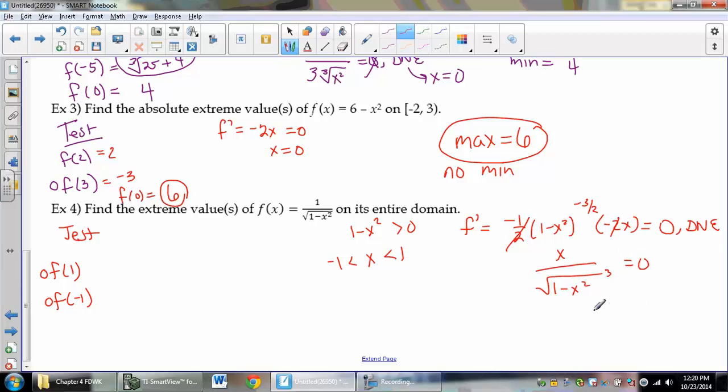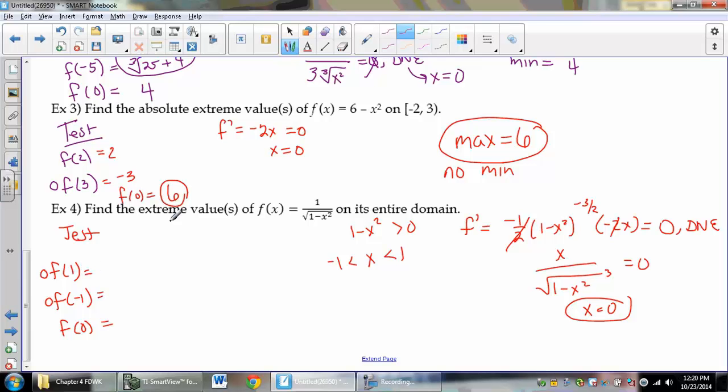That's going to equal 0 when x equals 0. And this is not going to exist when the bottom equals 0, except when the bottom equals 0, that's not part of the domain anyway. So I don't have to worry about x equals plus or minus 1 at all. My only critical point is 0, because that's when the derivative equals 0. So I'm also going to test f of 0.